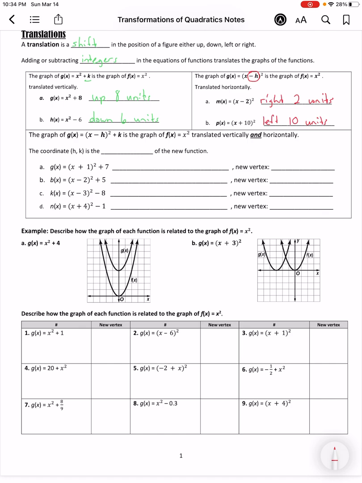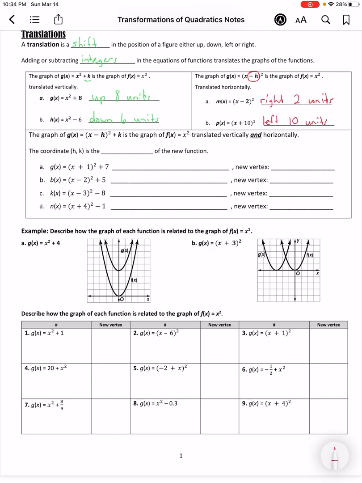So that would be just simple. If I were to do a vertical translation, it would be the plus or minus after the square, and that goes with logic. Plus 8 is up 8, minus 6 is down 6. To do a horizontal translation, that's inside parentheses, and if it's a minus, it goes to the right, and a plus goes to the left. The graph of g of x equals x minus h all squared plus k is the parent function x squared translated both vertically and horizontally.